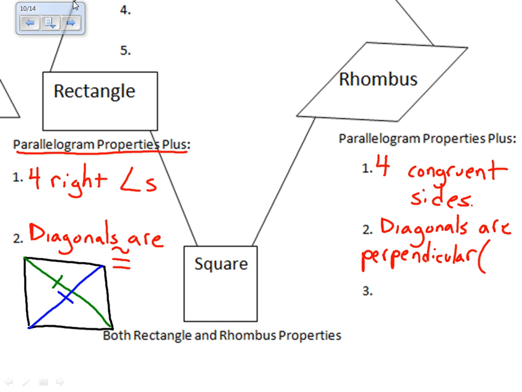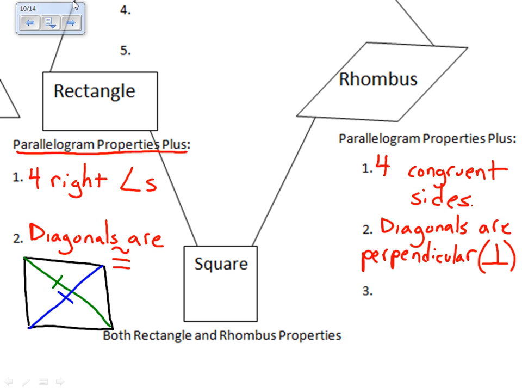And the symbol for perpendicular is that upside down T. Have you seen that before? So the diagonals are perpendicular. If you wanted to abbreviate, you're welcome to. Upside down T. I'll draw a picture of this one.